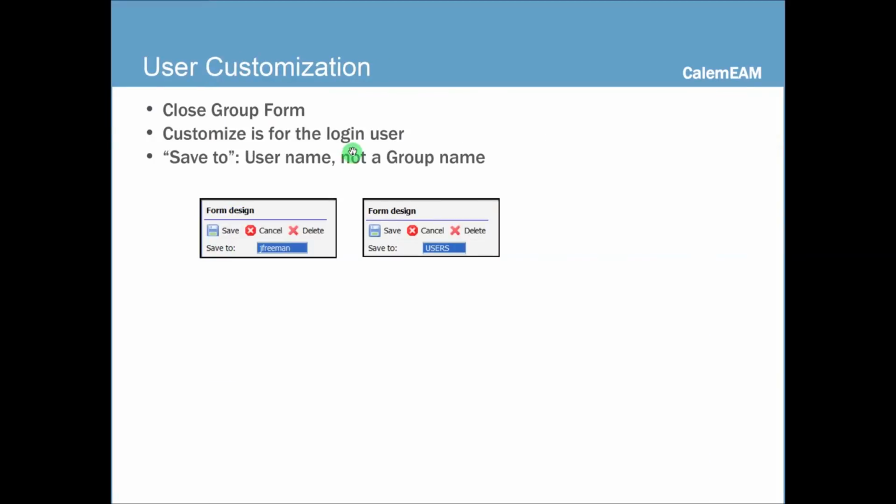And for user level customization, if you close the group form, your customization will be for the login user only. And you can identify if you're doing a user or group level customization by looking at the save to in the form design. If it's for user, it's a save to the user. If it's group, it's a save to the group.